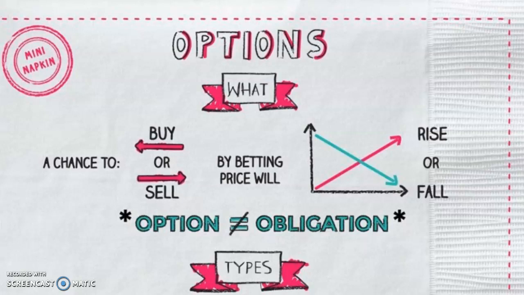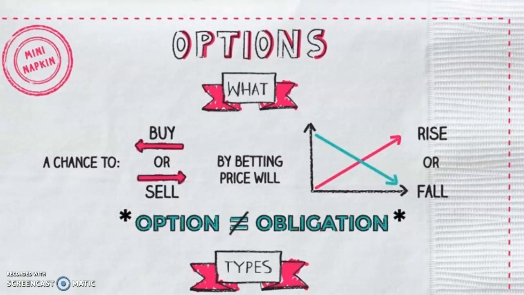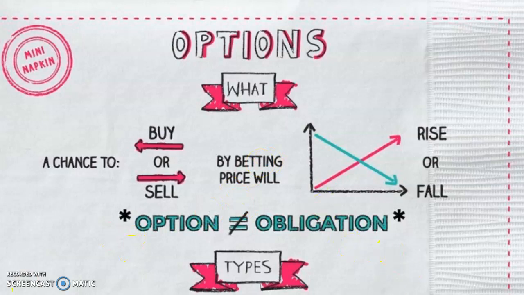So you can see here the option is not equal to obligation. The reason is not both the parties have the obligation. Only one party is having the obligation. That is nothing but the seller of the options. So call options are predominantly used when the underlying is expected to move up in price, and put options are predominantly used when the underlying is expected to fall in price. So that is the basic difference between these two.